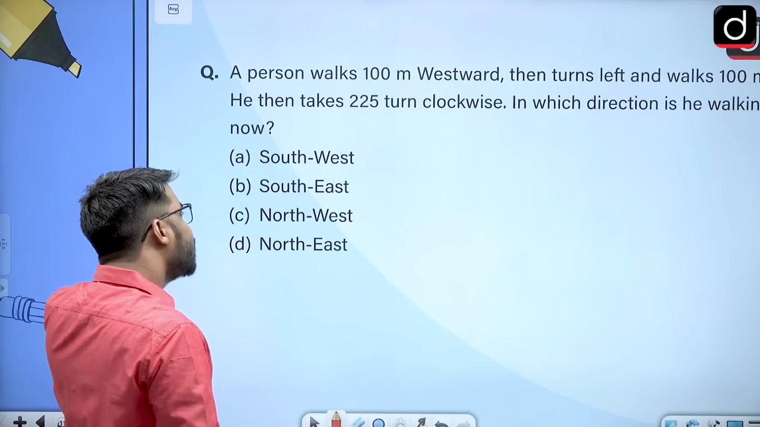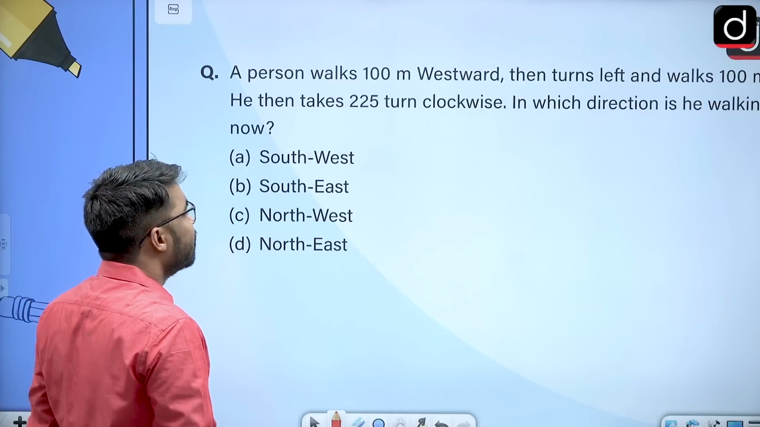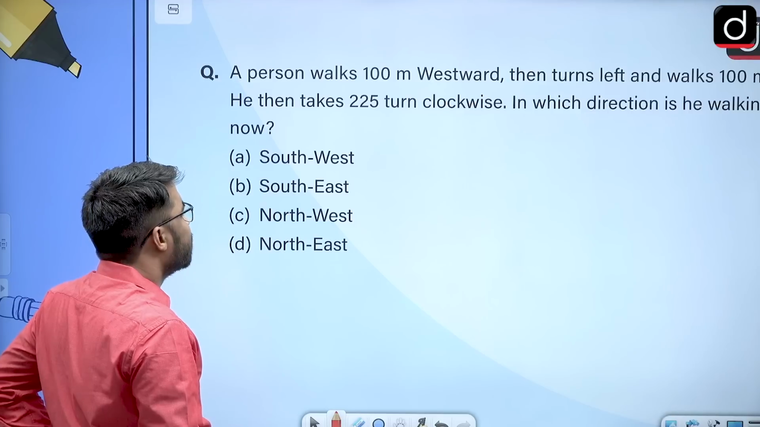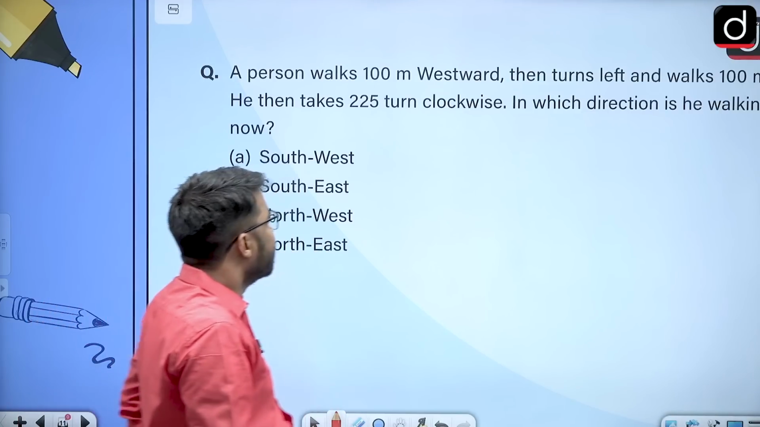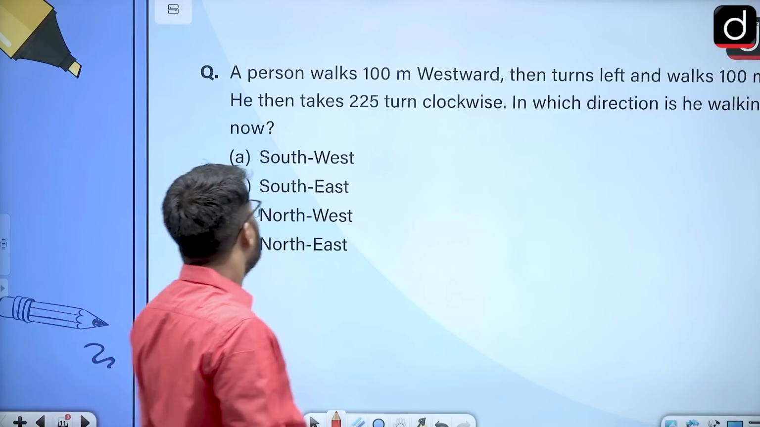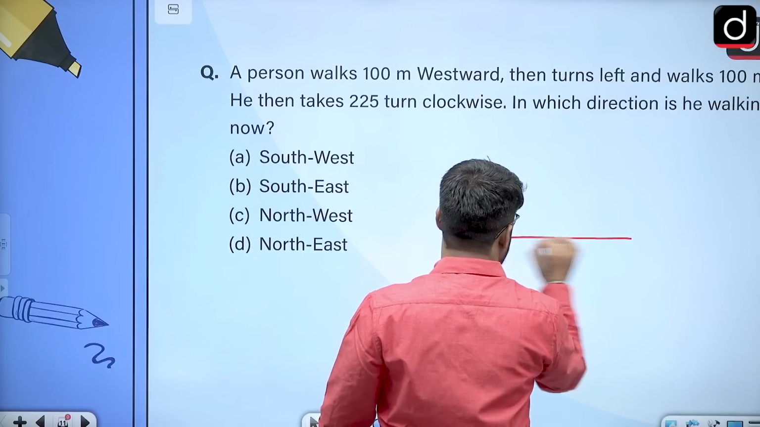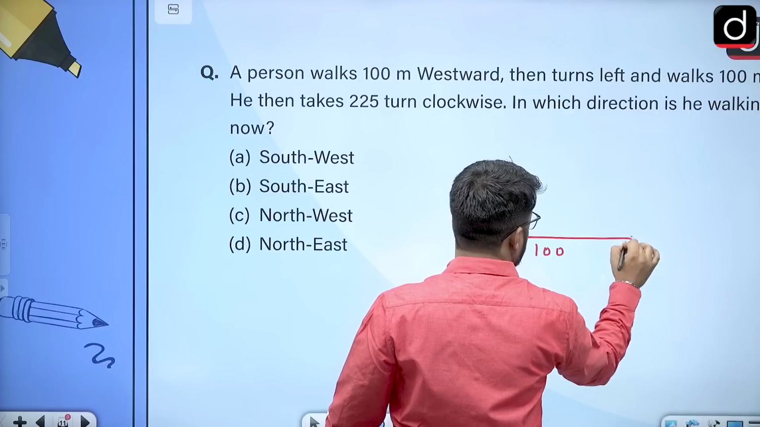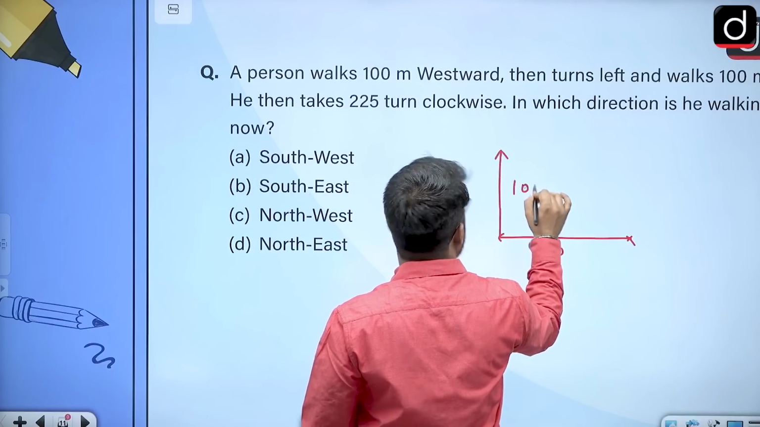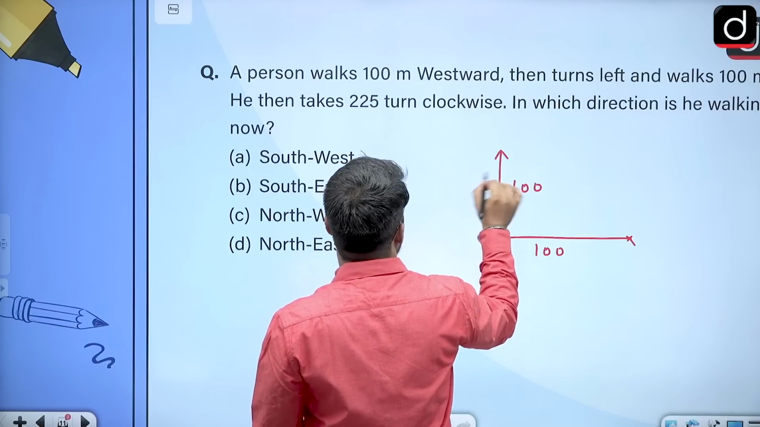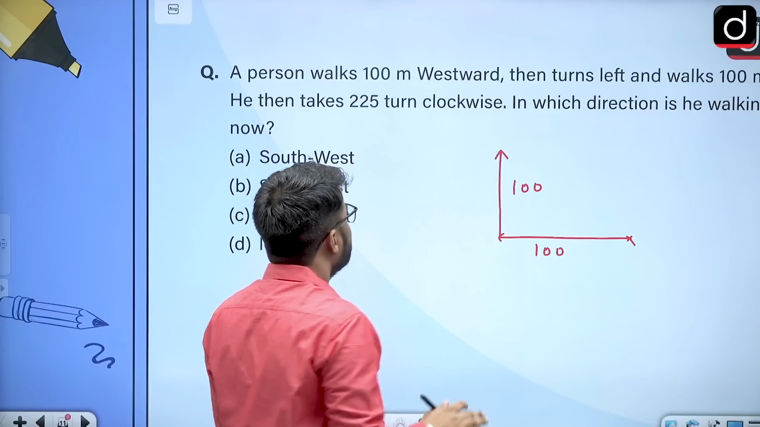Try this one. A person walks 100 meters westward, then turns left and walks 100 meters. He then takes a 225 degree turn clockwise. In which direction is he walking now?